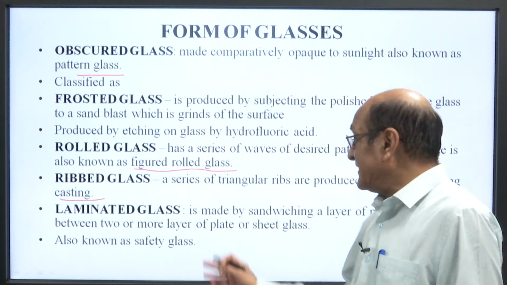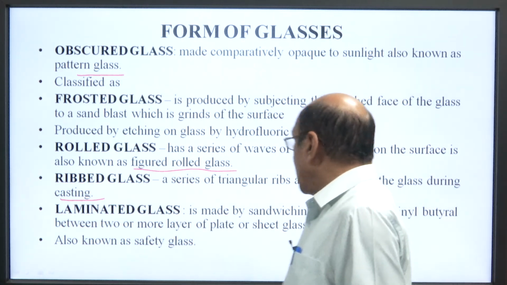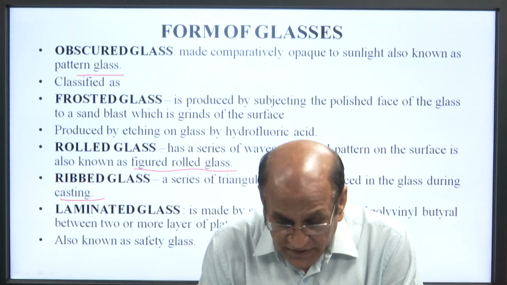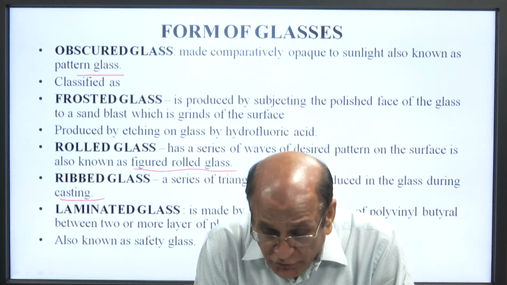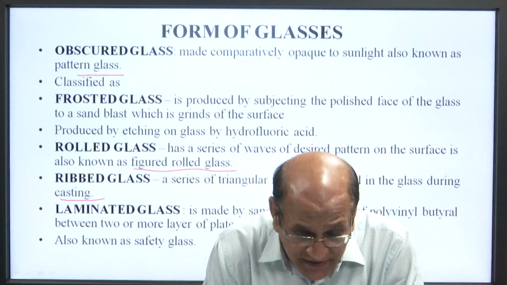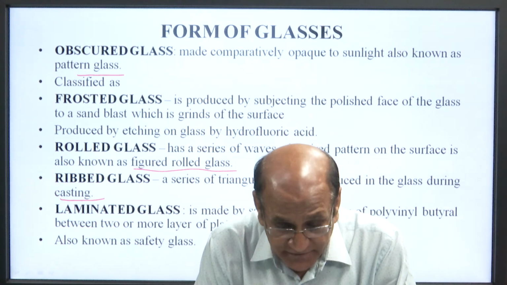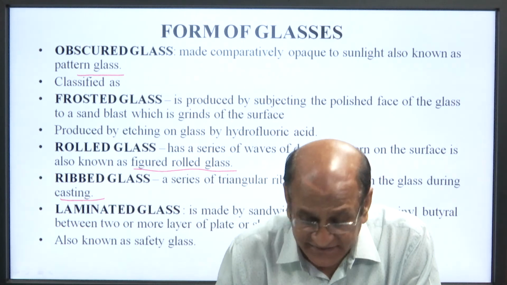Now, come to the next, that is called laminated glass, which is made by sandwiching a layer of polyvinyl butyral between two or more layers of plate or sheet glass. It is also known as safety glass.